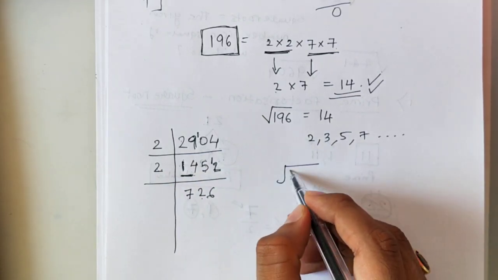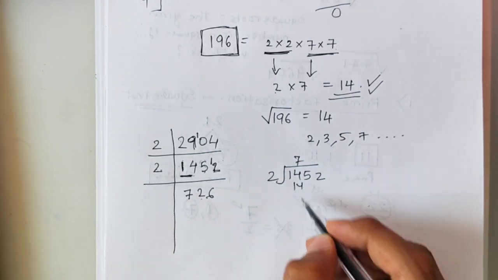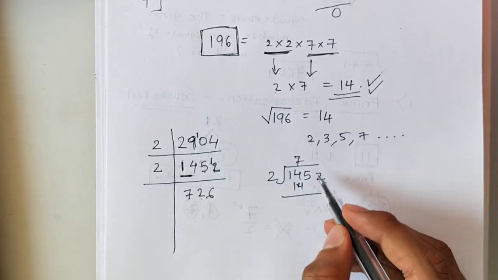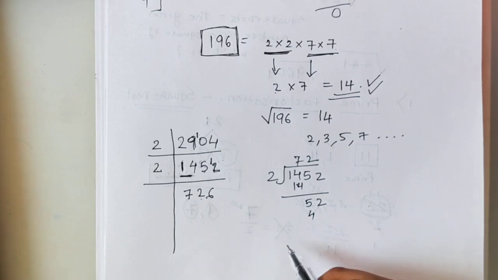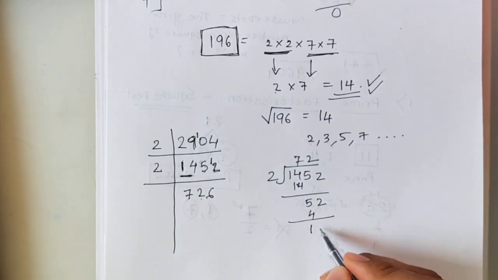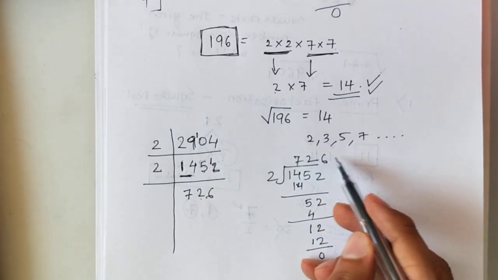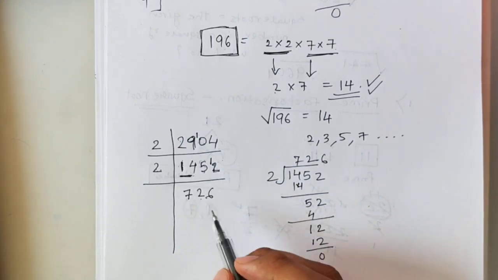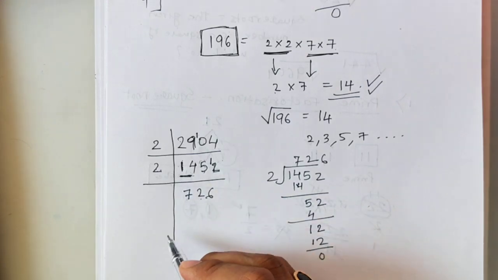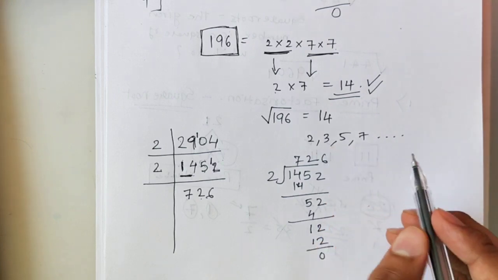Okay, see. When you divide by 2, 2 7s are 14. Okay, what is remaining? 5, 2. 2 2s are 4. 5 minus 4 is 1. 2 will come down. Then 2 6 are 12. Okay, this is how I got 726 here. Now again it is, see, until it is divisible by 2, you have to keep doing it. Once it is not divisible by 2, then you should come to 3, 5, 7, the next number.